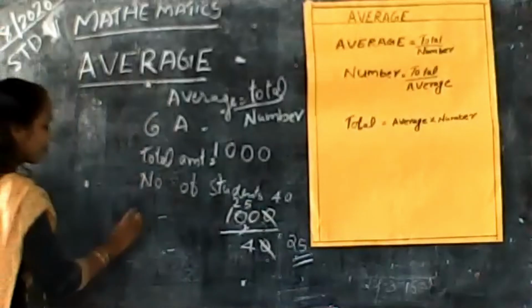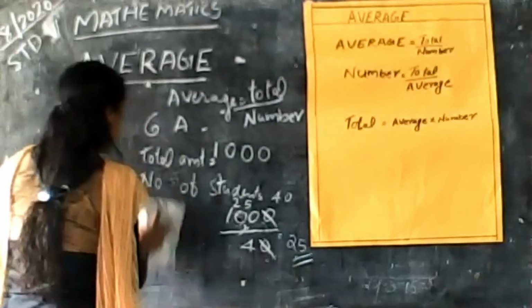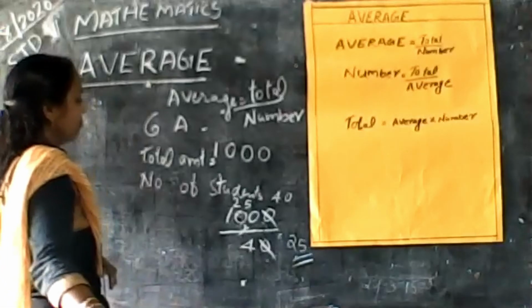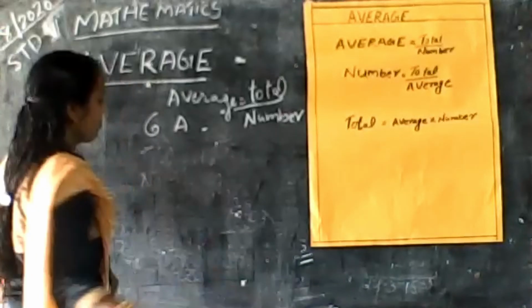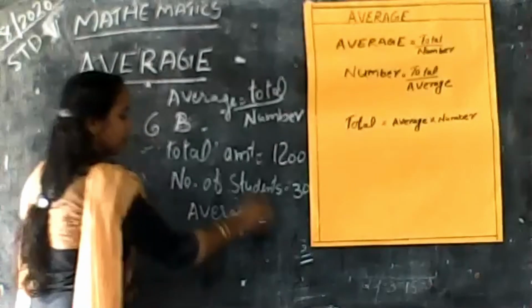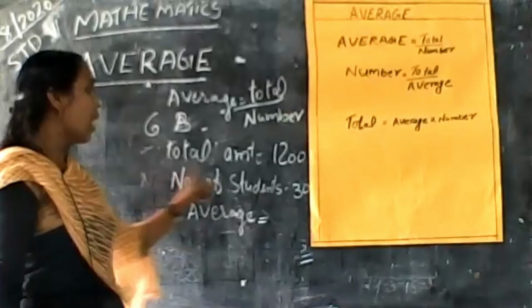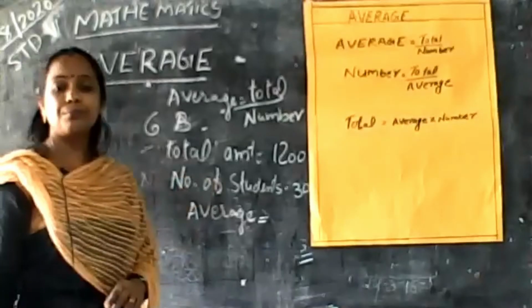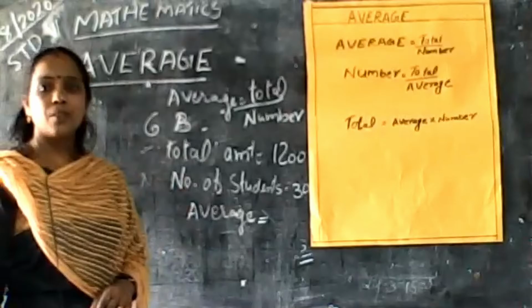Second one, 6th B. Find out the average. Total amount collected 1200. Number of students 30. What is the average amount collected from each student? Find out. What is the equation?